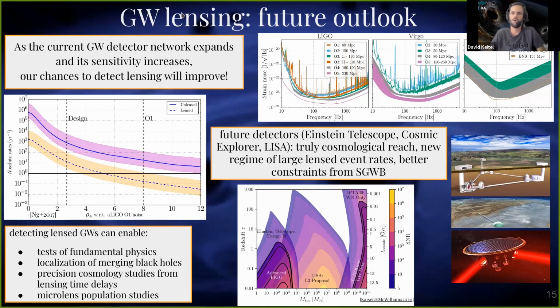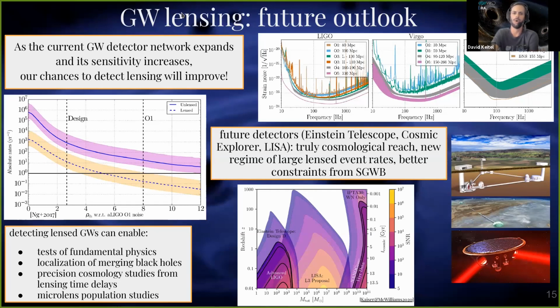And then with the future detectors, Einstein Telescope, Cosmic Explorer, and LISA, these will have the truly cosmological reach, detecting almost all merging black holes in the observable universe. So they will really bring us to a regime of large event rates with lensing and allow much better constraints, both from direct detections and combining with the stochastic background.